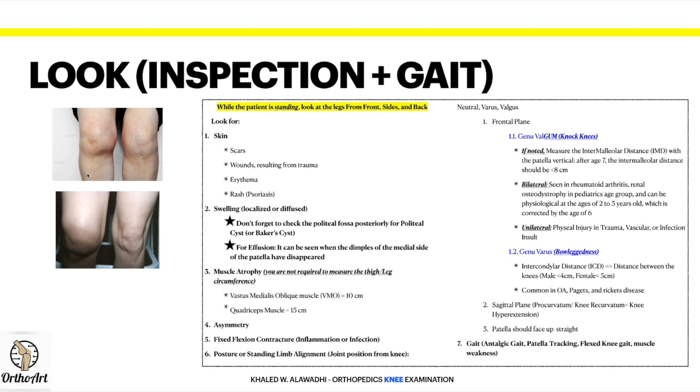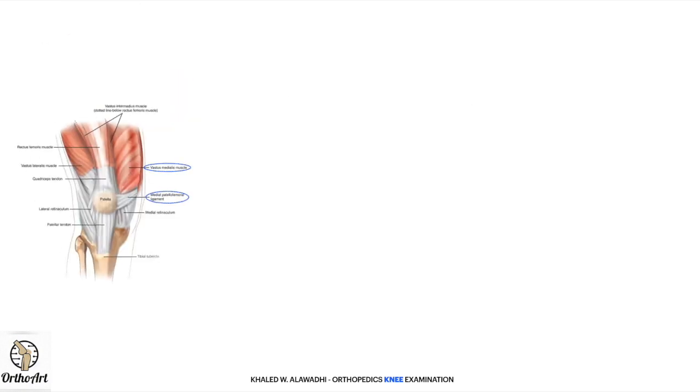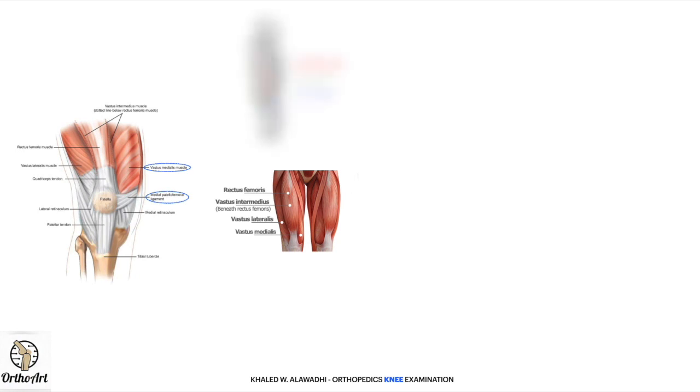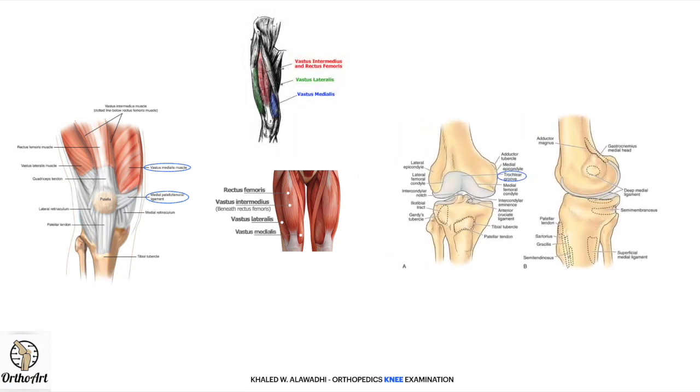Then you check for muscle atrophy. However, you're not required to measure. You're not asked to bring a measuring tape to measure the thigh or leg circumference, especially of the two muscles, the vastus medialis oblique muscle, VMO, and the quadriceps muscles. The quadriceps contains these four muscles. These muscles are responsible for knee extension.